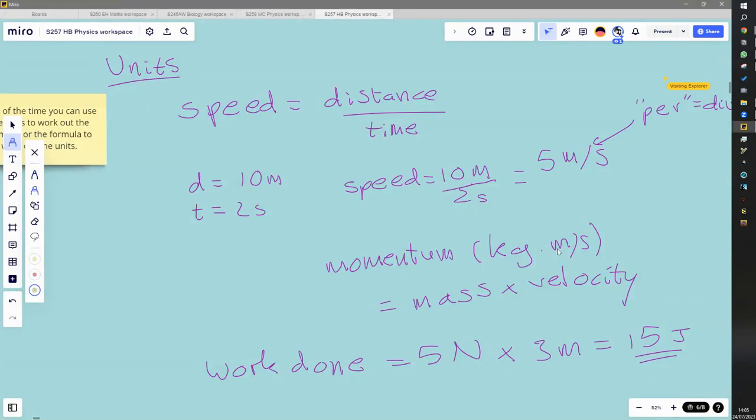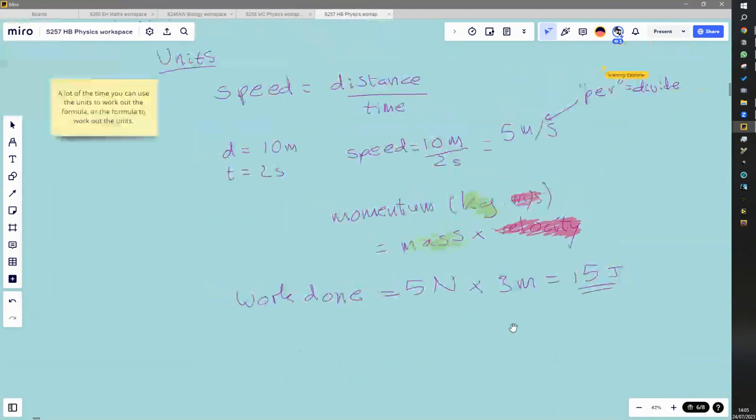Well, the unit kilogram is the unit for mass, and meter per second is the unit for velocity. It's also the unit for speed, so it doesn't always work, but momentum is mass times velocity, not mass times speed. That's just because momentum is a vector and velocity is a vector, whereas speed is not a vector. But anyway, mostly it's mass times velocity.